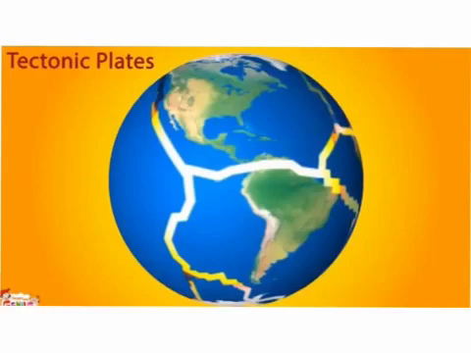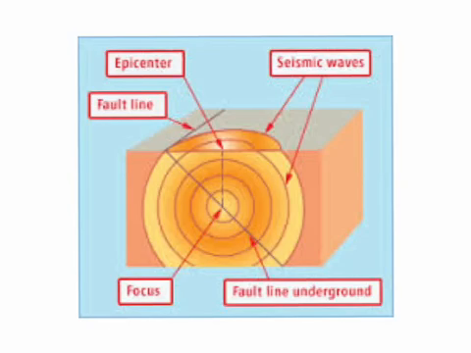This is true. But what is an earthquake? An earthquake happens when 2 blocks of the earth suddenly slip past one another or bump into one another. The surface where they slip is called the fault line.